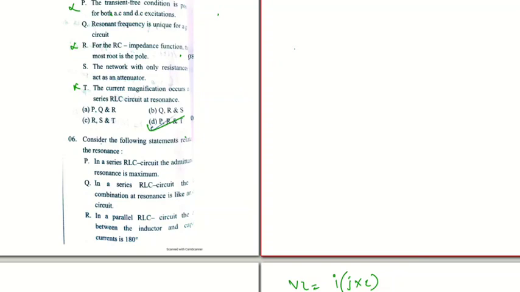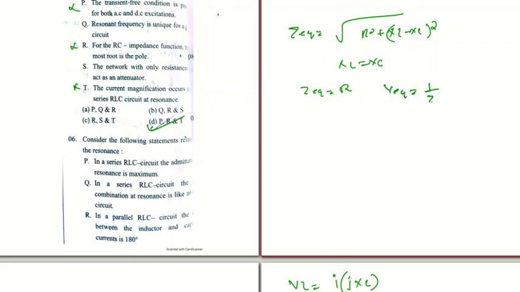We know that in a series RLC circuit, our Z equivalent is equal to the root of R square plus XL minus XC the whole square. At resonance, what happens? XL equals XC. That means our Z equivalent is equal to R. Y equivalent is equal to 1 divided by Z equivalent, which is equal to 1 divided by R. This is our admittance, right?